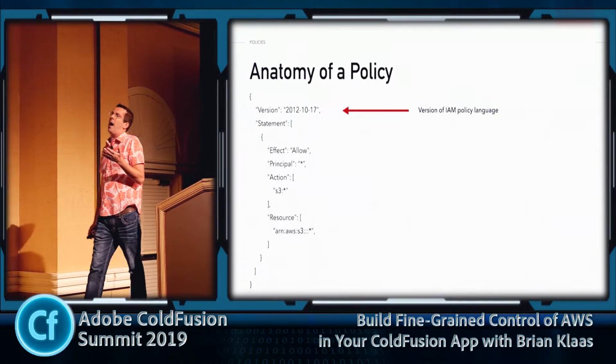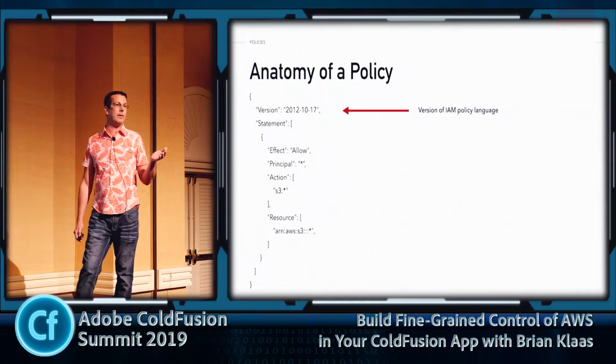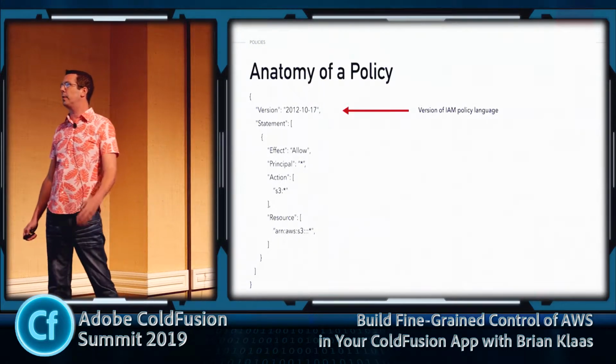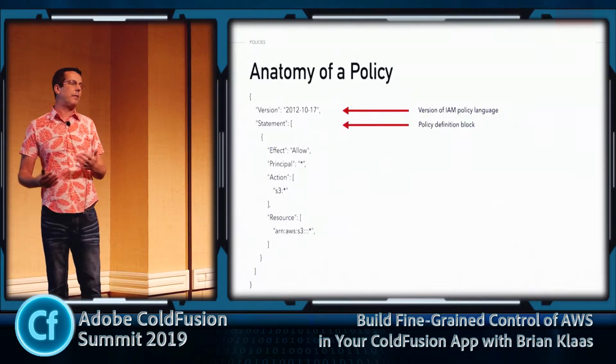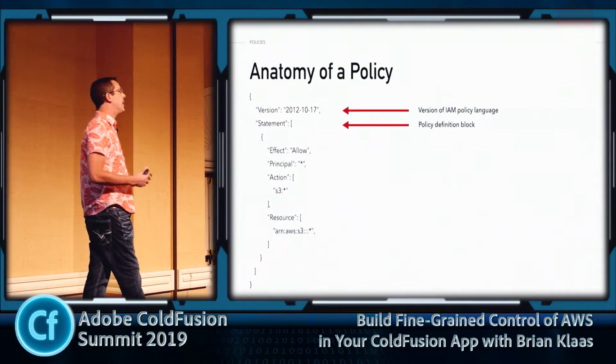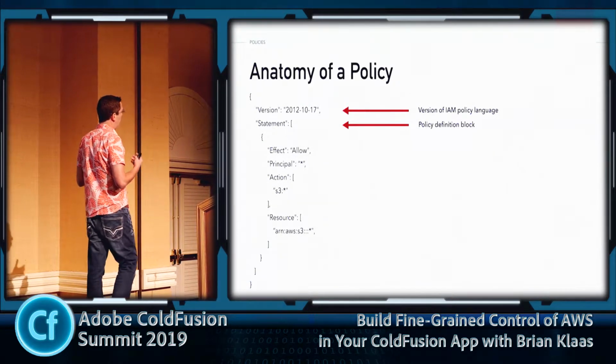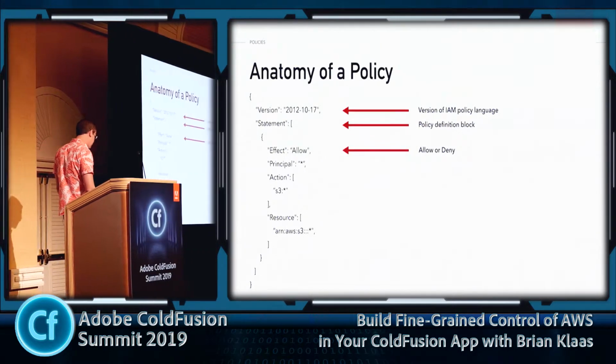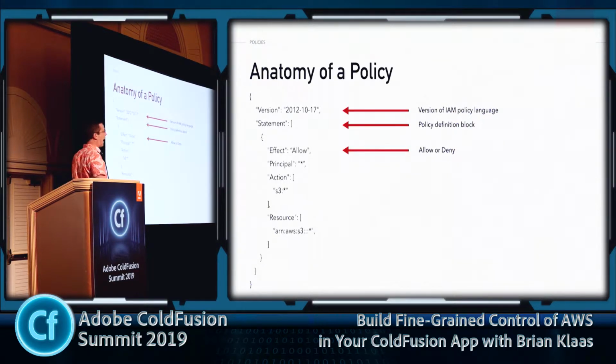So there's a version of the IAM policy language. It doesn't change very often. As you can see, 2012 was the last time the policy language was updated, but you have to include that. And then there's a policy definition block, a statement that says, here are the things that this policy will allow or won't allow. That's followed by an effect statement. And there are 2 options for the effect, either allow or deny.